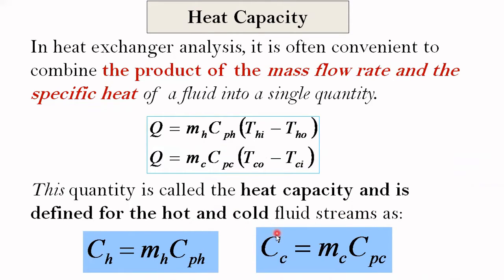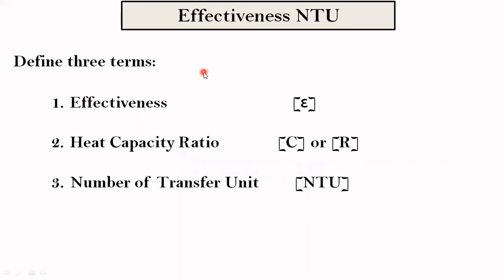In few textbooks, it can be represented by capital R. Now, for the derivation of the effectiveness-NTU expression, first we have to define three terms. So the first term is effectiveness. The second term is heat capacity ratio. It may be designated as capital C or capital R. The third is the number of transfer units, that is NTU. So we have to understand these three terms.